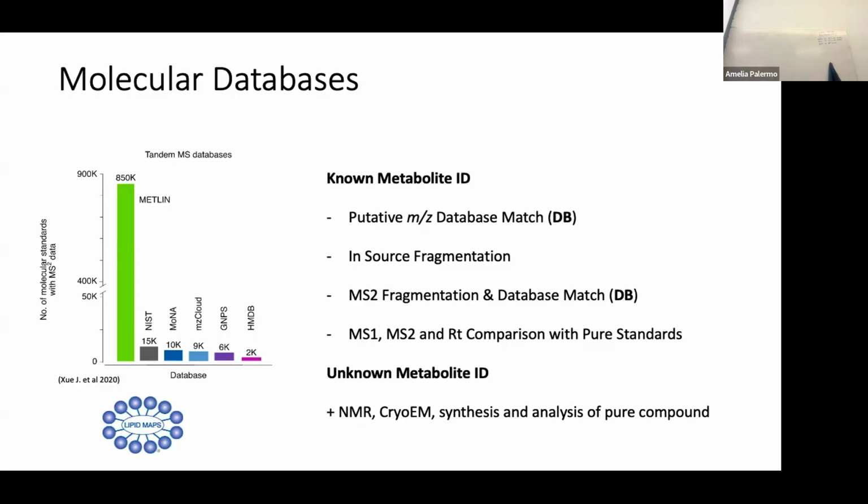MS2, by comparing your MS2 from your molecule to fragmentation patterns in databases, you are very close to identification, but you are not 100% identifying it. When you have all the information plus comparison with a pure standard that you measured on your platform, then that is considered full identification. But there are also unknown metabolites, right?